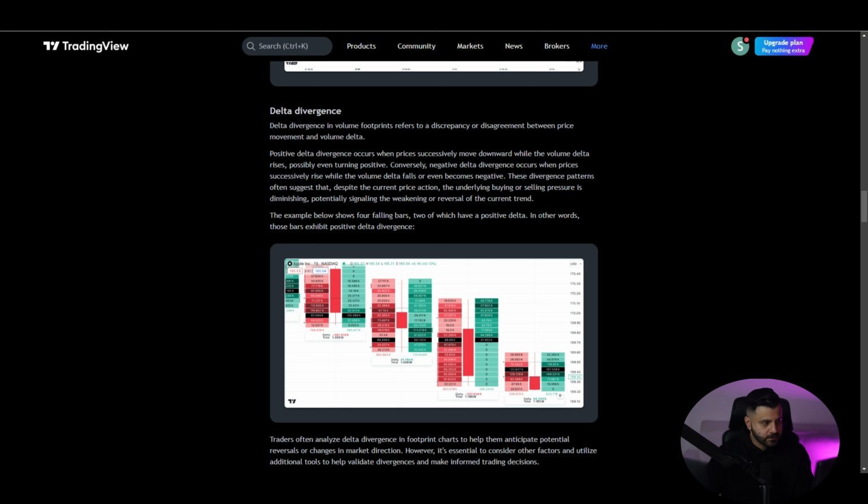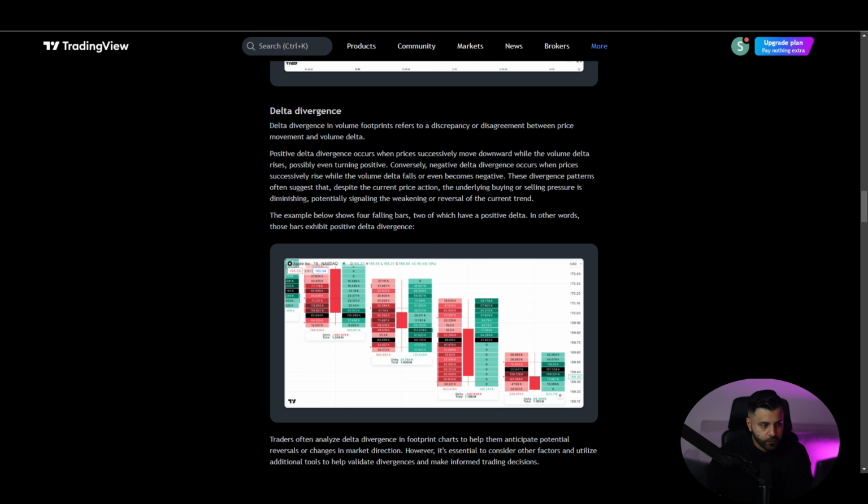The Delta Divergence in volume footprints refers to a discrepancy, a disagreement between price movement and volume delta. Positive delta divergence occurs when price successfully moves downward while the volume delta rises, possibly even turning positive. Conversely, negative delta divergence occurs when prices successfully rise while the volume delta falls or even becomes negative. These divergence patterns often suggest that despite the current price action, the underlying buying or selling pressure is diminishing, potentially signaling the weakening or reversal of the current trend.